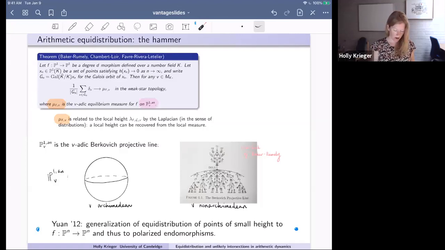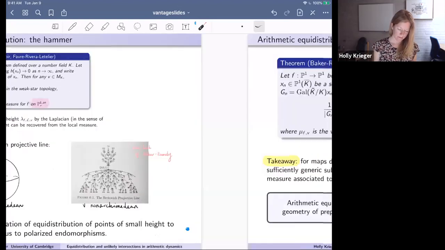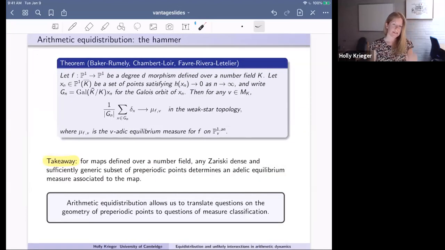And just a comment here, even though I won't say anything about it, this equidistribution theorem has been generalized to polarized endomorphisms. Okay. All right.